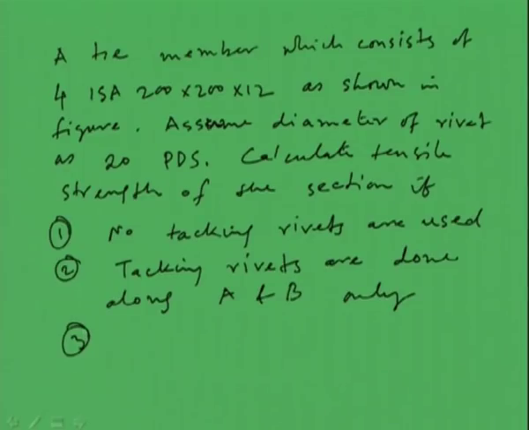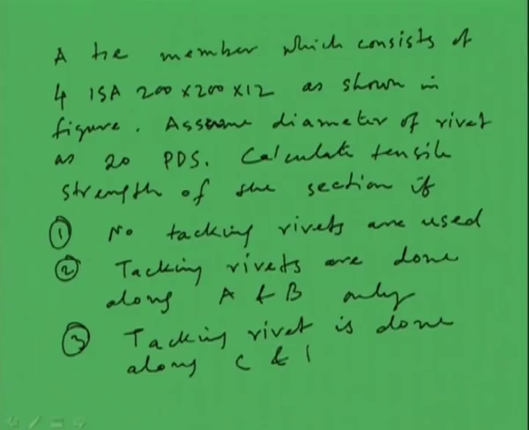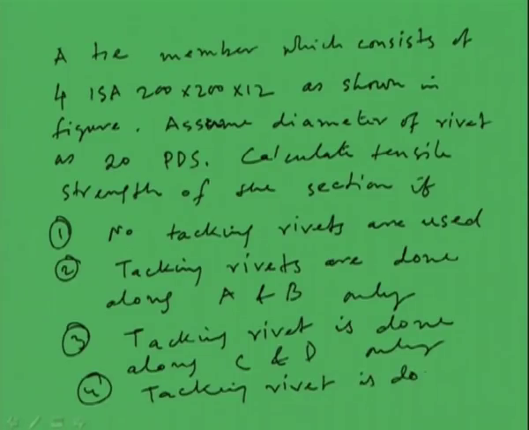3. Tacking rivet is done along C and D only. And the next case is tacking rivet is done along A, B, C and D. So these are the 4 cases we have.